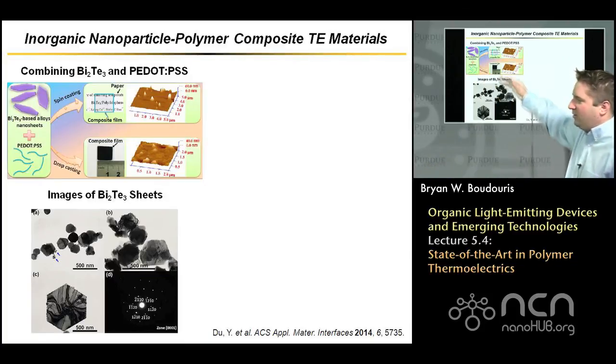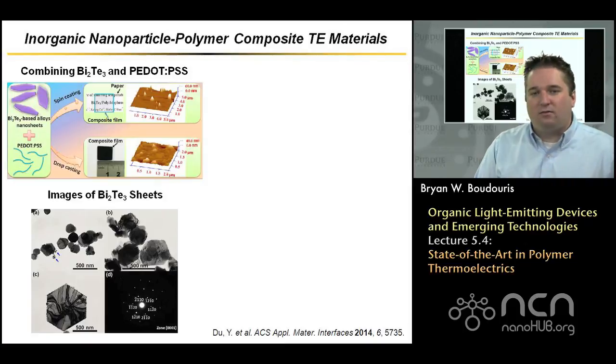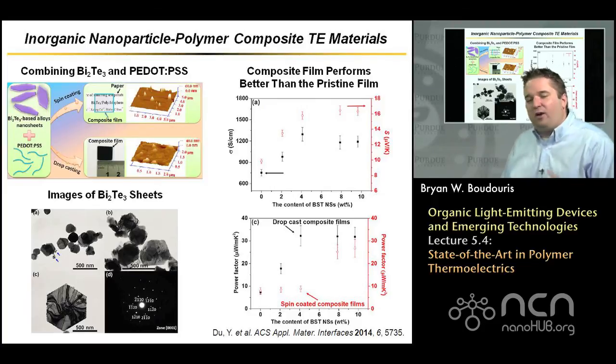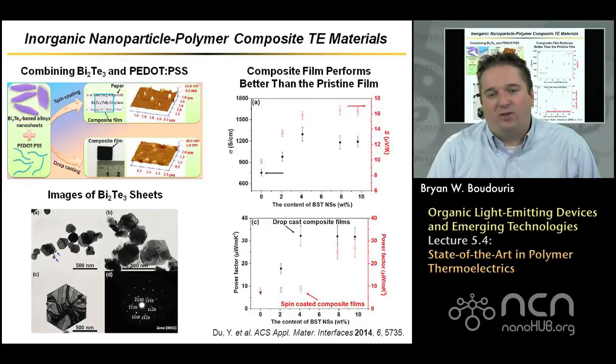And people have done this, and they can make nice sheets of bismuth telluride right here that are roughly 500 nanometers in width. And when they do this, what they see is as they load more bismuth telluride nanosheets in there, they see an increase and then a leveling off of the electrical conductivity. You can see this is very high, roughly 1200 Siemens per centimeter. And we also see that the Seebeck coefficient increases as well, but it stays within this modest range of 10 to 18, what we're used to seeing for polymer semiconductors. So what happens is that the power factor goes as high as 35 microwatts per meter Kelvin squared.